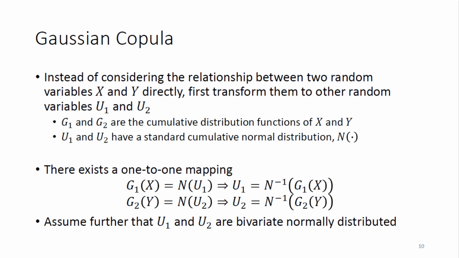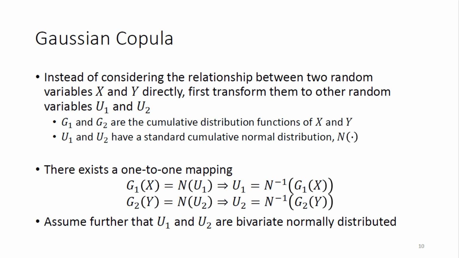Same I do with the variable y. Its cumulative distribution function is denoted with G2. I set the cumulative distribution function of y equal to the cumulative distribution function of u2, which is the cumulative normal distribution function denoted with N. I take the inverse of that cumulative normal distribution function, so that's the N inverse of G2(y), and I have the variable u2. So now I've first transformed the variables x and y to the variables u1 and u2.